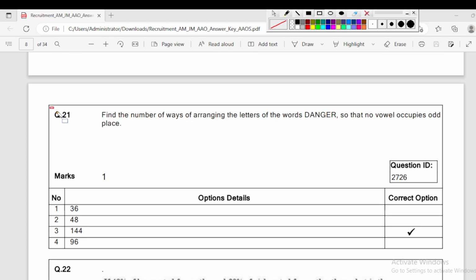Question number 21. Find the number of ways of arranging the letters of the word danger so that no vowel occupies an odd place. Option D is correct. 144.